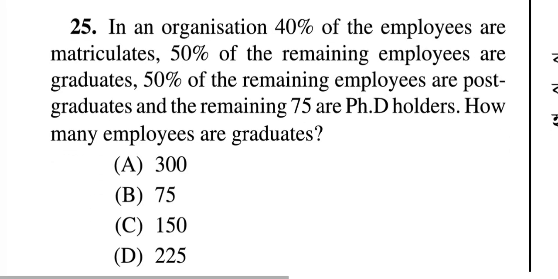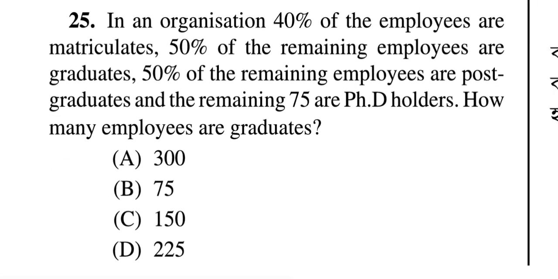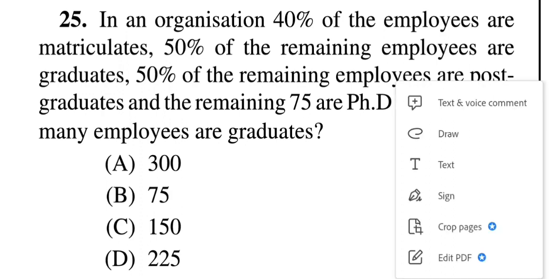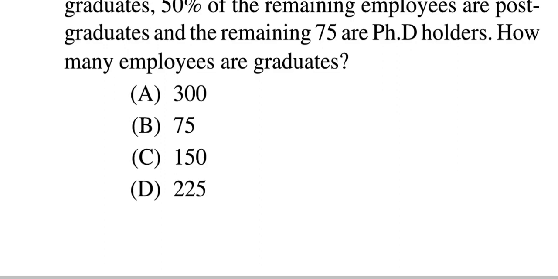Okay, next question. This is also related to maths. In an organization, 40% of the employees are matriculates, 50% of the remaining employees are graduates, 50% of the remaining employees are postgraduates, and the remaining 75 are PhD holders. How many employees are graduates? 375, 150, 225. Correct answer will be 150. Okay.